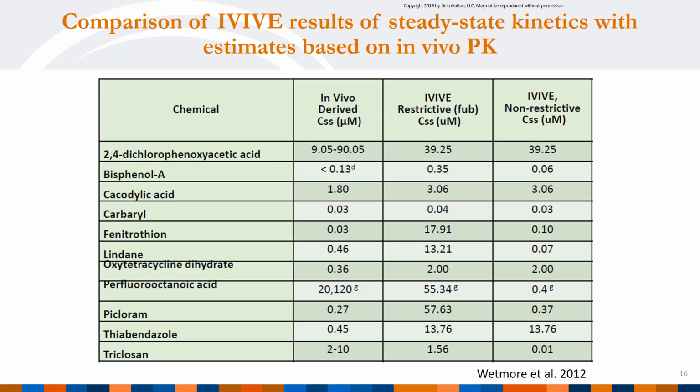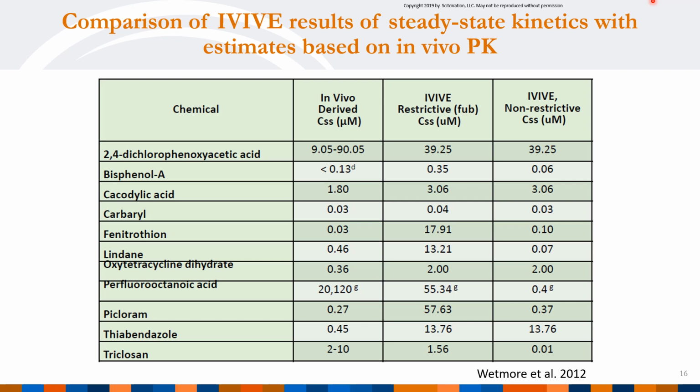So the optimal way to evaluate the accuracy of the IVIVE-derived predictions would be to compare them against values determined in vivo. So here in this example, we have several chemicals with the in vivo derived concentration at steady state. And here we have the IVIVE results for restrictive and non-restrictive clearance. So here are the IVIVE model predictions for 7 chemicals, which are 2,4-dichlorophenoxyacetic acid, bisphenol A, cacodylic acid, carbaryl, oxytetracycline dihydrate, PA4A, and triclosan.